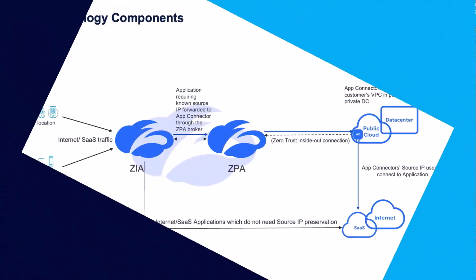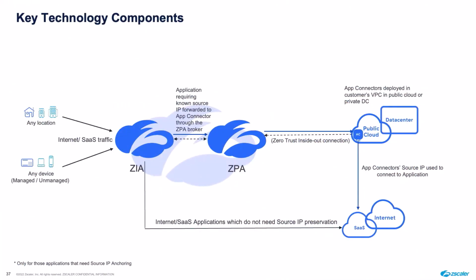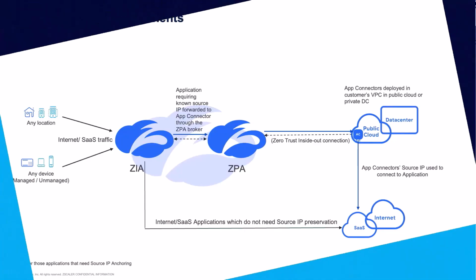So key components to think about: the traffic forwards through to Zscaler Internet Access. Zscaler Internet Access has a policy construct to know which applications are going to be forwarded through ZPA. ZPA makes the connection using its inside-out connection to the app connector, and then traffic egresses the app connector to those applications with the source IP address of the app connector. And so you'd make a policy decision to only do this for applications which require the IP anchoring or to pass through this flow for other reasons.